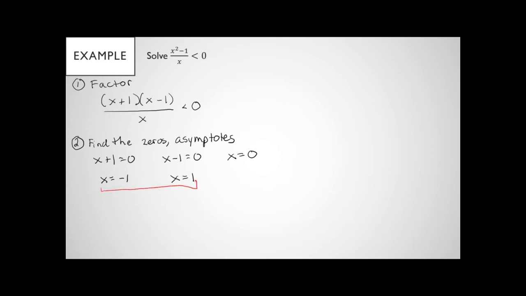So these first two, those are zeros because those are coming from the top of the fraction. And because we have a less than symbol, this is going to be dashed. The denominator, the x equals 0, this is an asymptote. And asymptotes are always going to be dashed. So basically everything was going to have a dashed line in this situation. And then overall here, we're left less than 0, so we're looking for negatives.